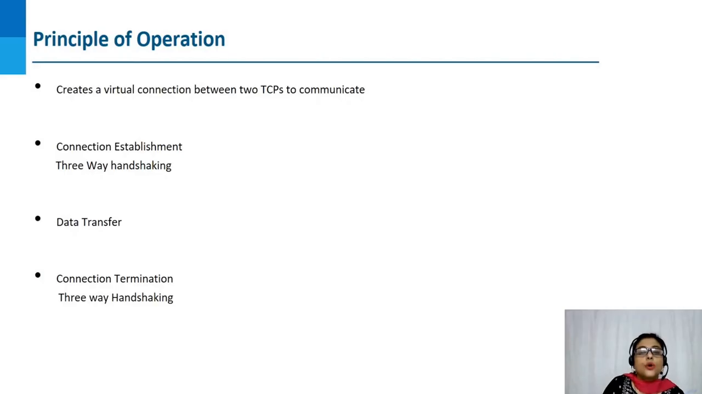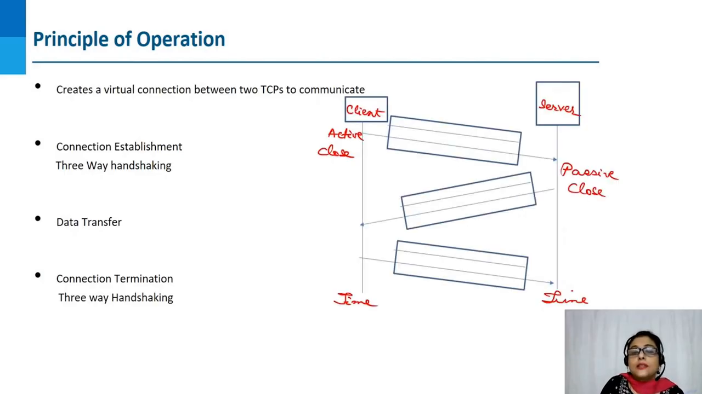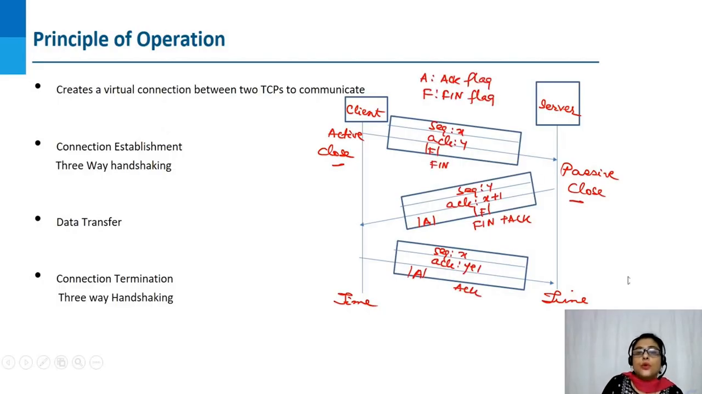So this also uses three-way handshaking. As before, we have the client and the server, and active close and passive close here. Previously, it was active open and passive open. Now it is active close, passive close. So here, the client will send, let's say, a sequence number X and acknowledgement Y. It will send a FIN type of packet.